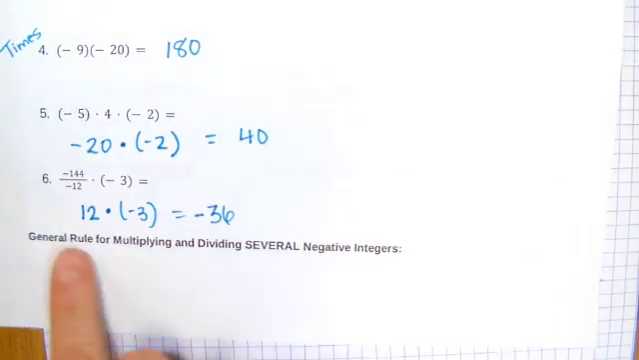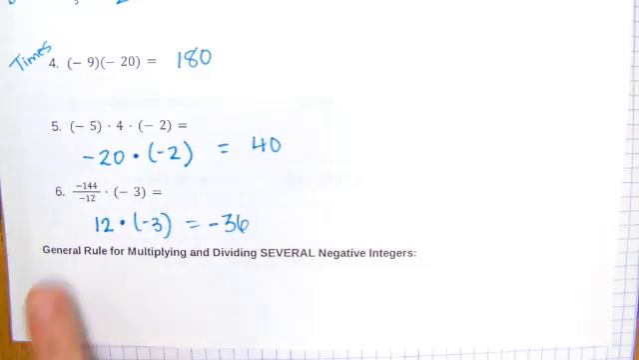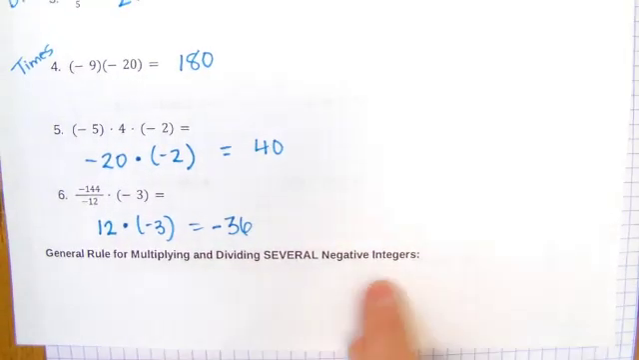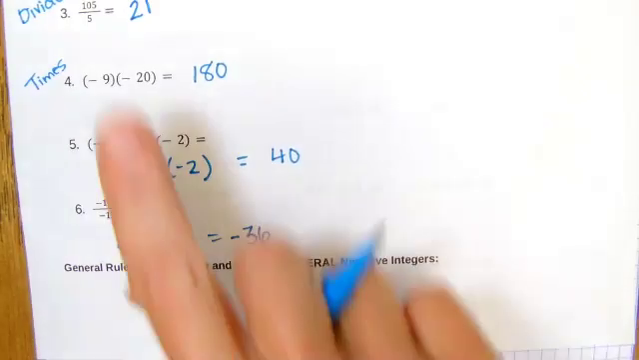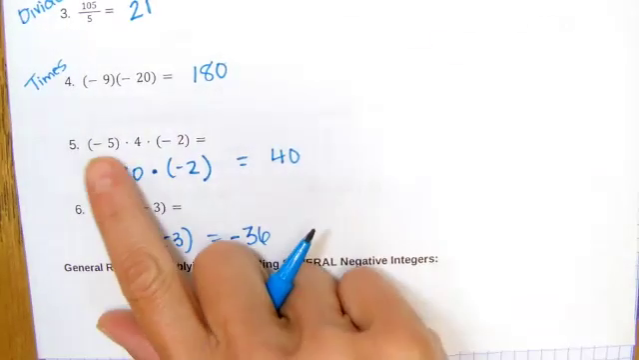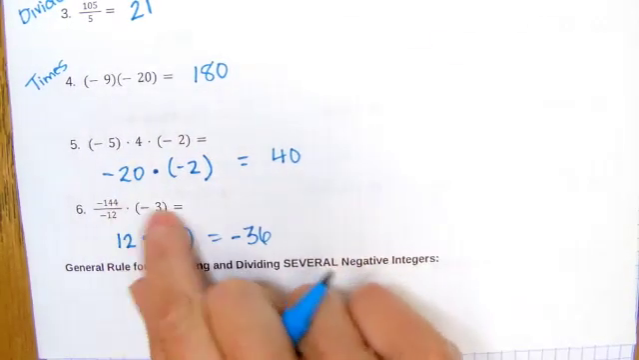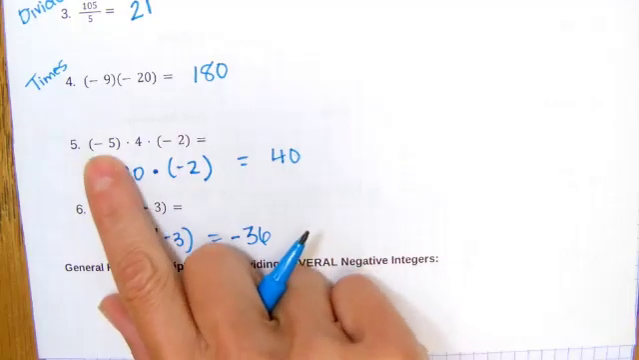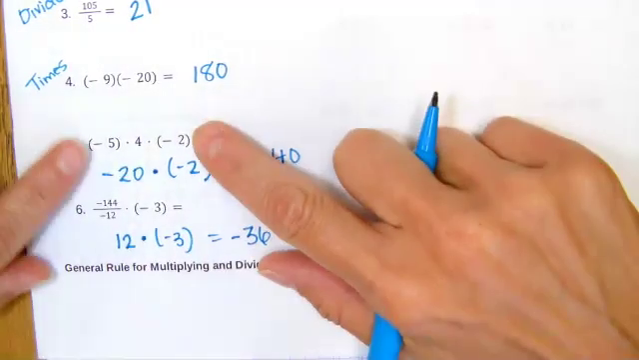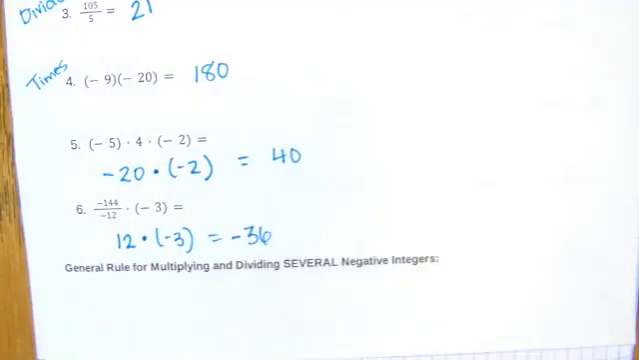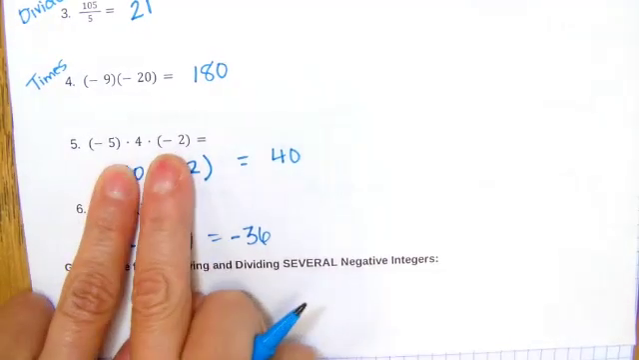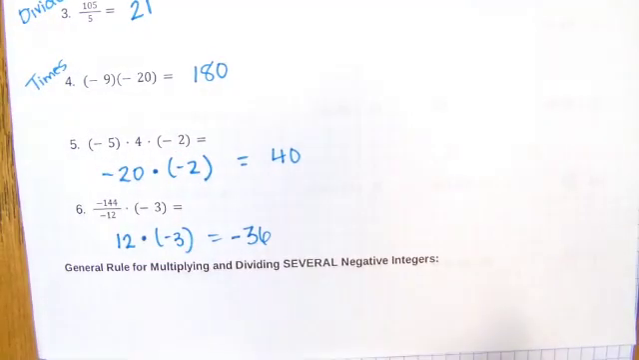Now, there is a general rule here for multiplying and dividing several negative integers, right? So in this case, you had 3 different terms. If you have an even number of negative signs, if you have 2 negative signs, they're going to cancel out and be positive. If you had 4 negative signs, 2 would cancel out and the other 2 would cancel out. And so you would end up with positive.